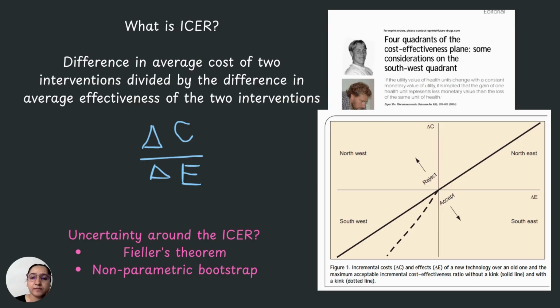So finally, to estimate the uncertainty around ICER, we could use Fieller's theorem, which is a parametric approach, or we could use the non-parametric bootstrap approach. So with that brief background, now let's move to my R window to see how we can do this analysis in R software.